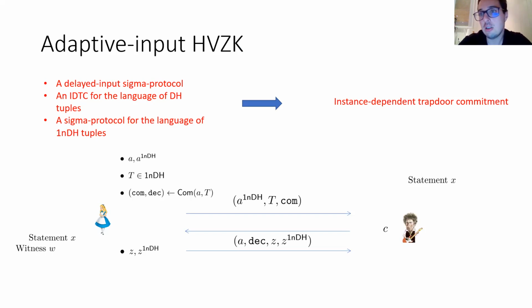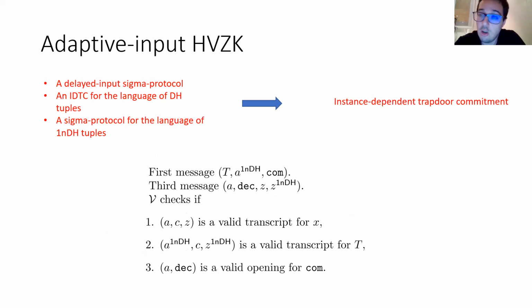In parallel, to prevent the malicious prover from using a DH tuple and exposing a commitment which is not bound to any specific first message A, we run a sigma protocol to prove that the tuple T is a one-non-DH tuple. The verifier then has only to check if it received a valid transcript ACZ for the original protocol, if it receives a valid transcript A2, Z2 for the one-non-DH protocol under the statement T, and it has to check the validity of the opening for the commitment scheme.